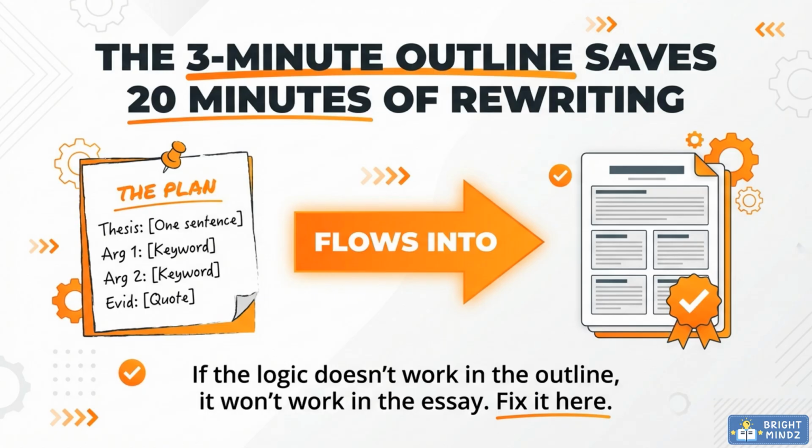A 3-minute outline is a time saving investment for any extended answer. Before you start writing, quickly decide 4 things. One clear thesis sentence, your first argument, your second argument, and one key piece of evidence. Keywords are enough. Then test the logic. Do your arguments genuinely support the thesis? Is each piece of evidence in the best place? If something feels weak or messy, fix it in the outline. It's 10 times faster to repair logic there than to rewrite full paragraphs.